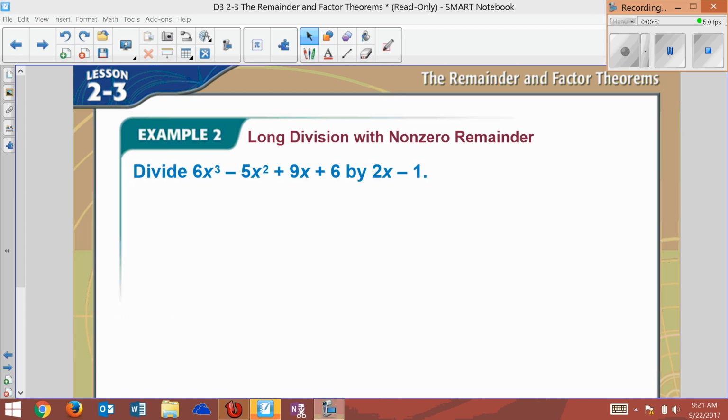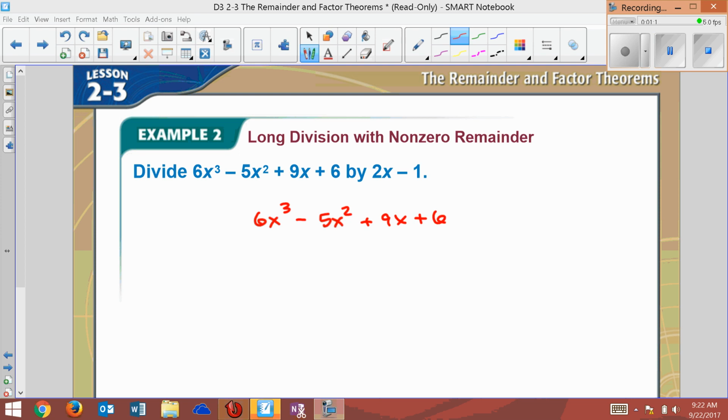So there's some other methods we can use of dividing, but I'll just do one more long division. So we write out our terms, and I'll make sure nothing skips. So I have 6x cubed minus 5x squared. When I say nothing skipped, I mean no powers. Okay, plus 9x plus 6. So there's no powers missing. And I'm going to divide all this by 2x minus 1.